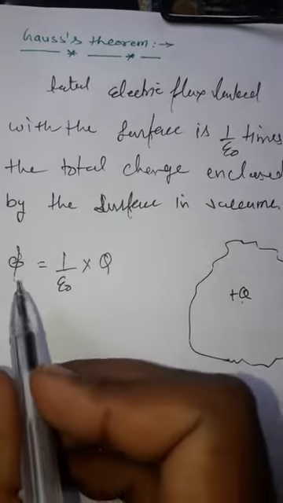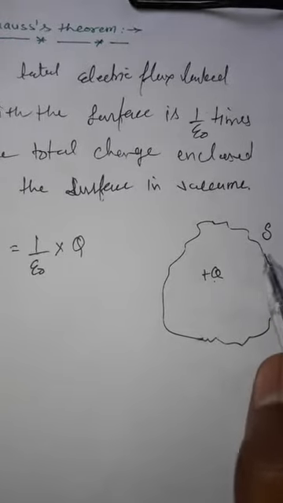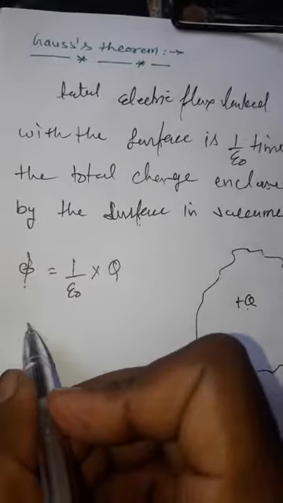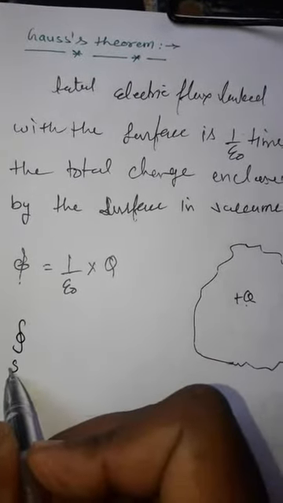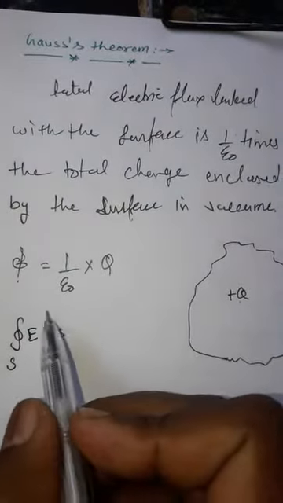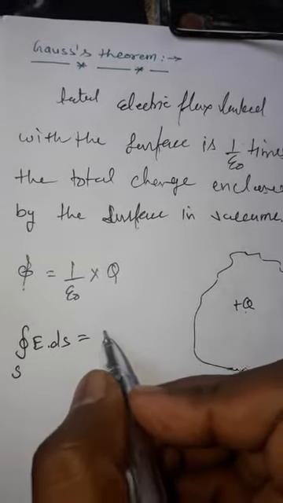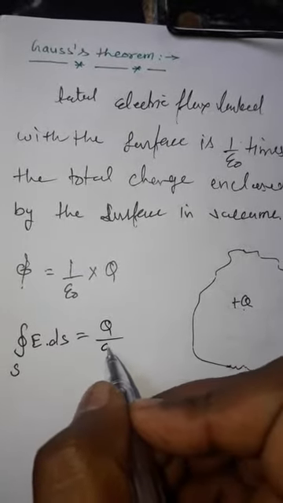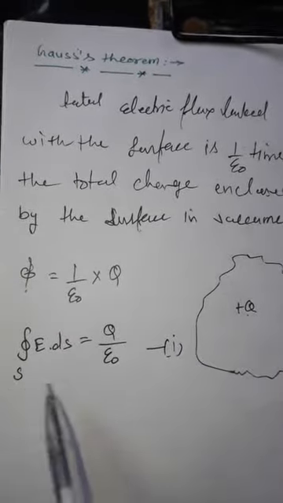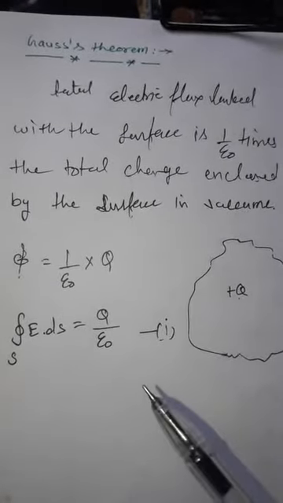As we know that flux is the surface integral of the electric field passing through the surface, so phi must be written as the integral over surface s of E dot ds, or we can say the surface integral of electric field must be equal to q upon epsilon naught. Say this is equation first. This equation represents mathematically the Gauss theorem, or Gauss law in electrostatic.